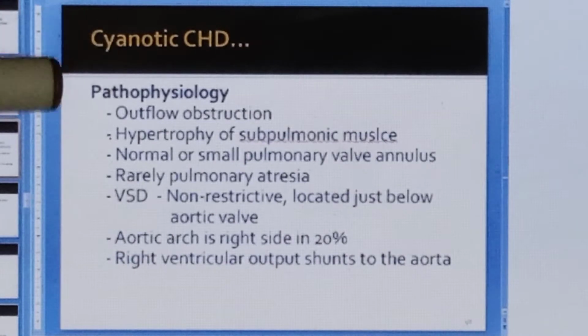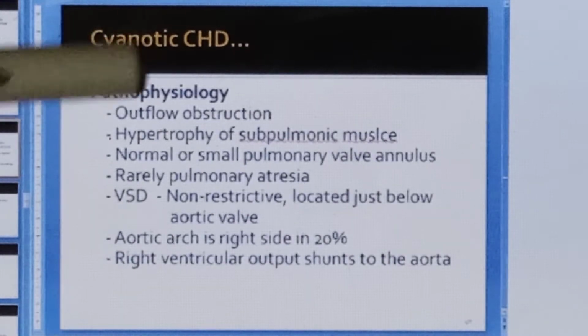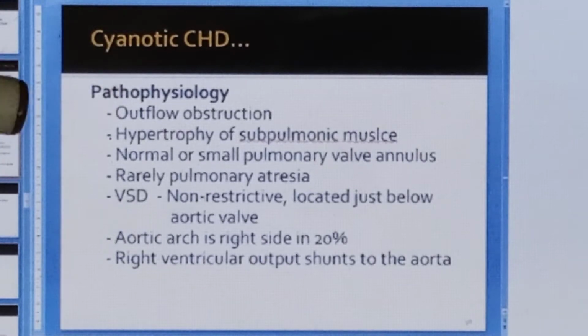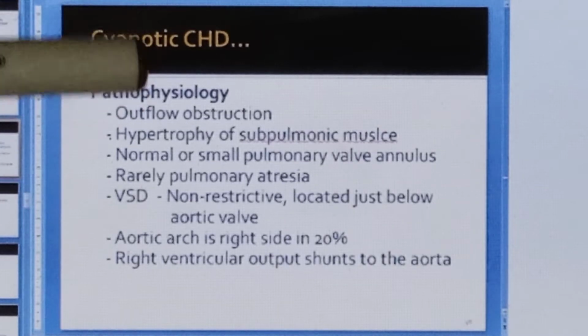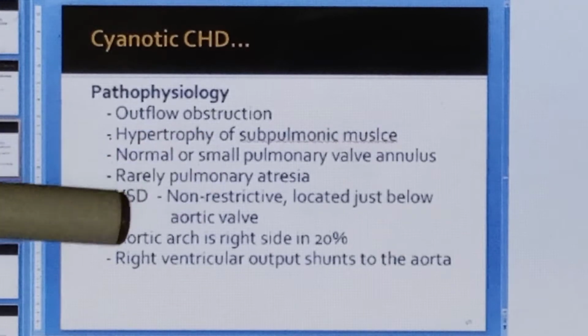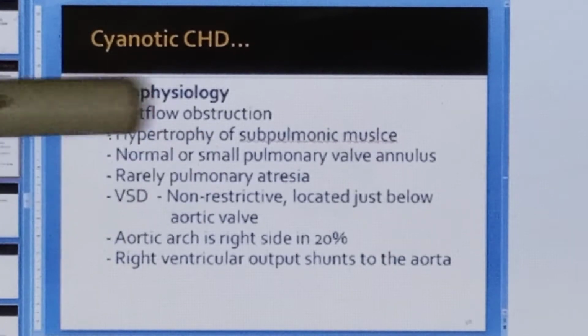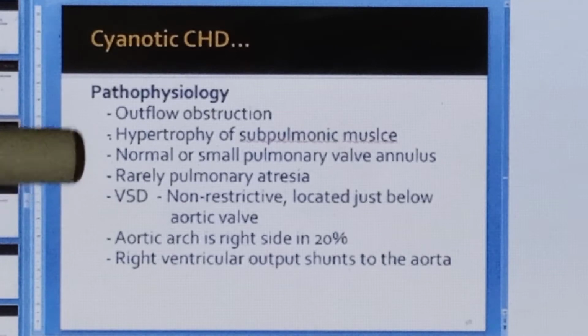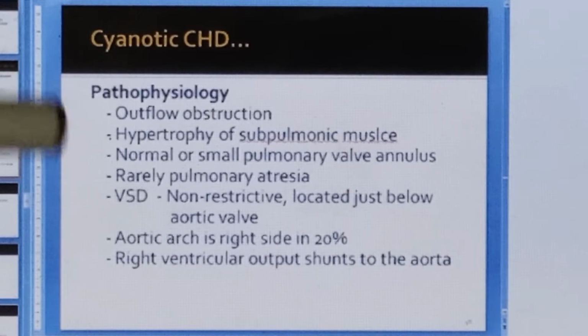Now come to its pathophysiology. There is outflow obstruction, which leads to the hypertrophy of the right ventricle, and due to obstruction, there is less blood flow to the pulmonary circulation and more blood flows from the right ventricle into the left ventricle. So due to right to left ventricular shunting, more deoxygenated blood enters into the aorta and ultimately circulates in the whole body.